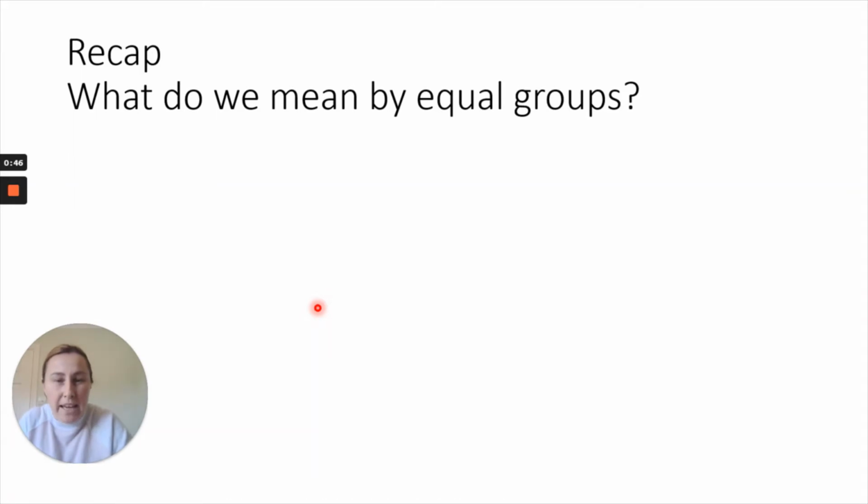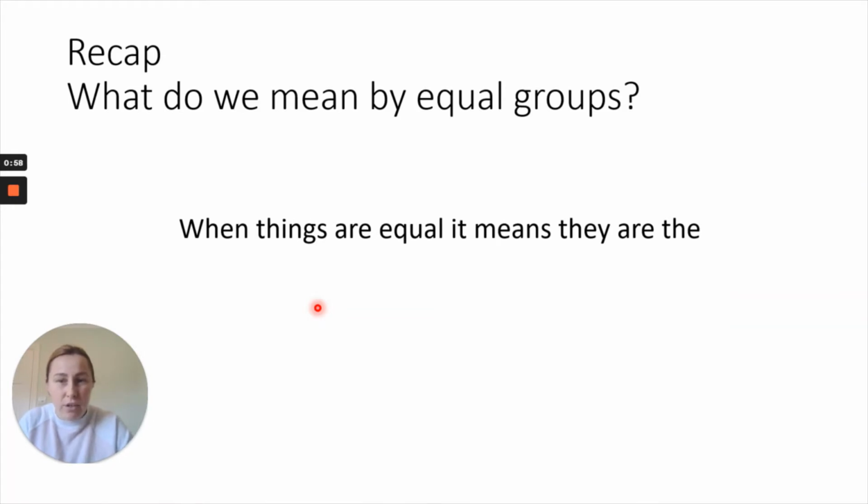So what do we mean by equal groups? Well, I just said a word in that first part that might give us a clue of how we make equal groups. See if you can finish my sentence. When things are equal, it means that they are the... Can you think of a word that I could put at the end of my sentence? They are the same. So when we're making equal groups, it means that there is the same amount in each group.